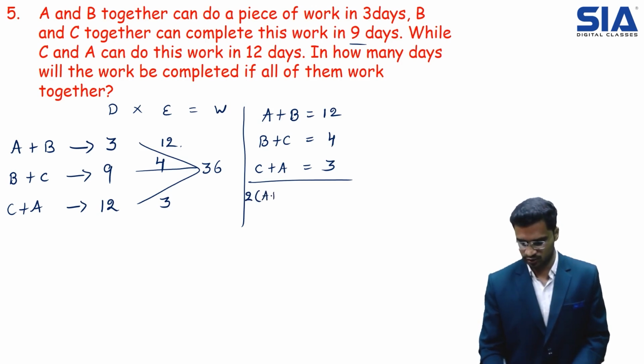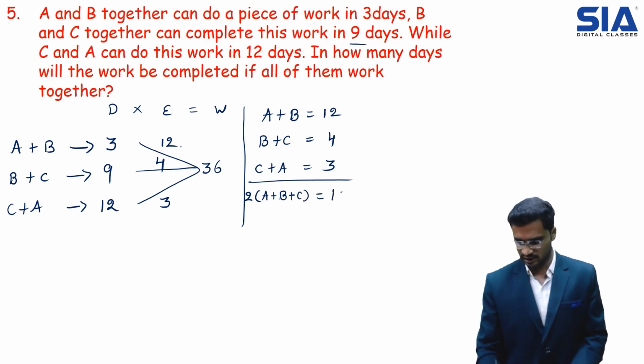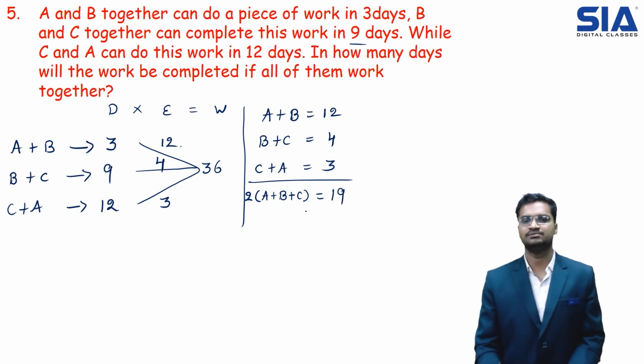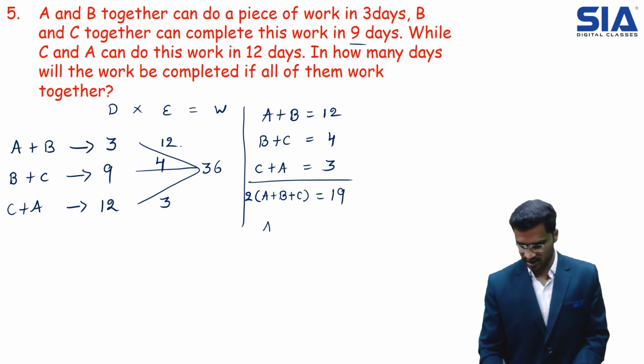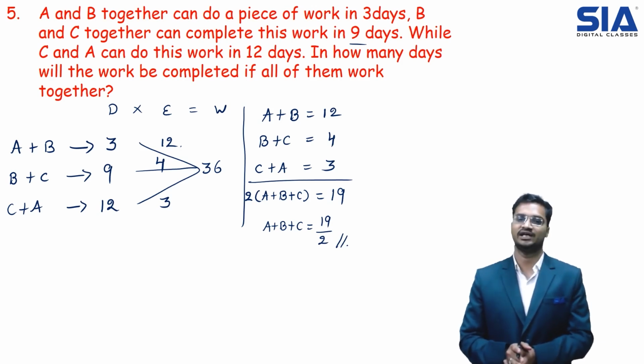So the left side is 2 times (A plus B plus C) equals 12 plus 4, which is 16, and 16 plus 3 is 19. So 2 times (A plus B plus C) is 19. Then A plus B plus C is equal to 19 upon 2. So the efficiency of A plus B plus C is 19 upon 2.